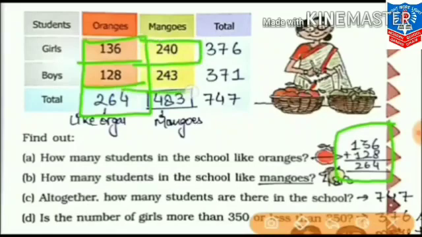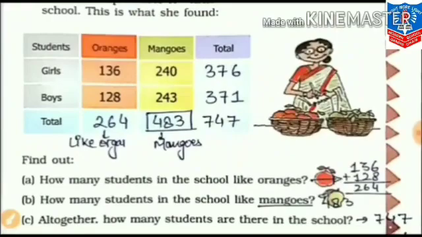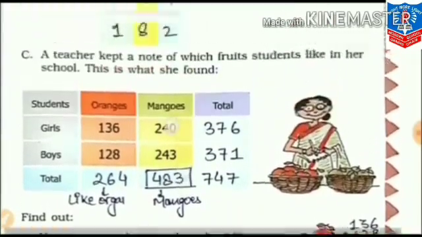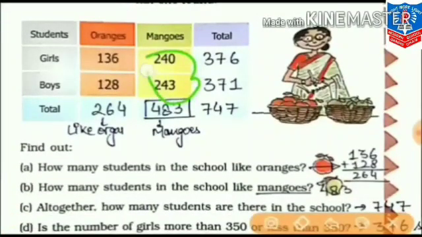How many students in the school like mangoes? Now 240 girls like mangoes and 243 boys love mangoes. So again, if we add 240 plus 243, we get the answer as 483. 0 plus 3 is 3. 4 plus 4 is 8. 2 plus 2 is 4. So 483 students love mangoes. Got?